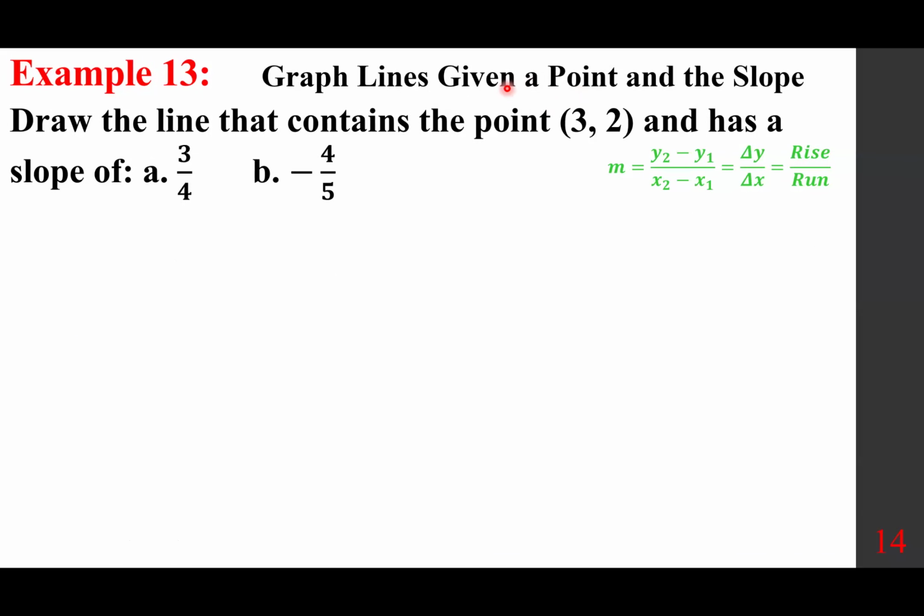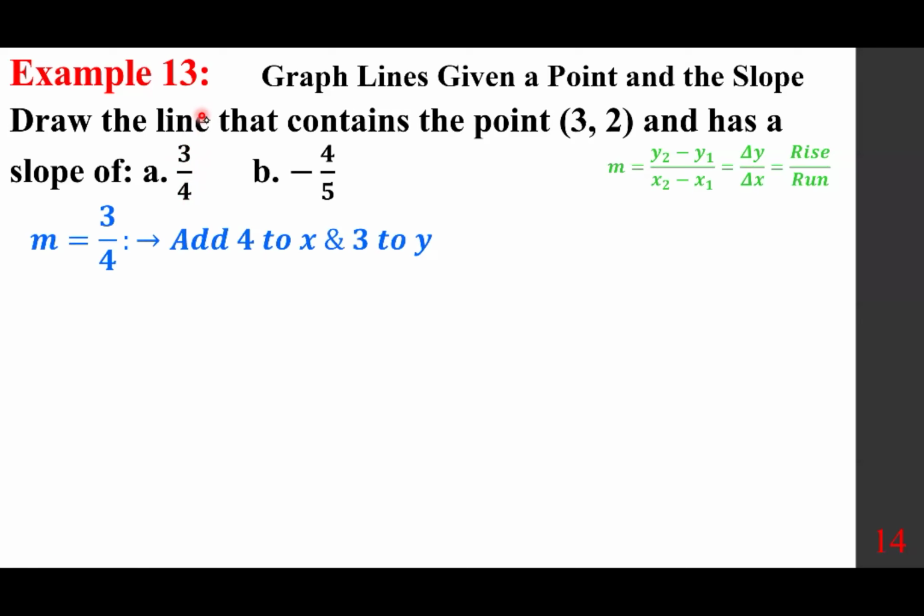You want to graph lines given a point and a slope. You can always make up 2 points and graph it. I want you to know that. But how does that work? Draw a line that contains this point (3, 2) and has a slope of 3/4. Remember the meaning of a slope, rise over run. If you think about this number, rise, the change in y over change in x, then for the x, you add the bottom, for the y, you add the top.